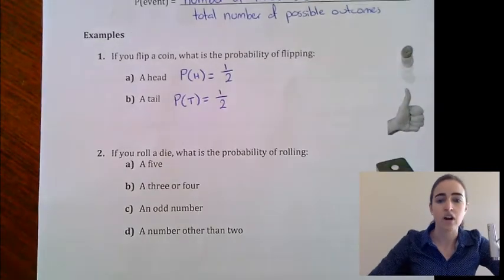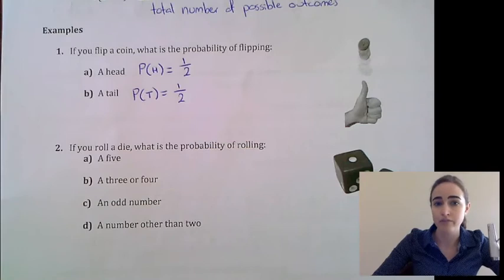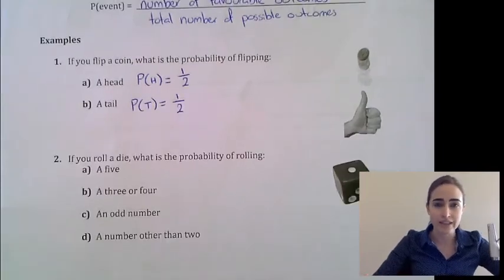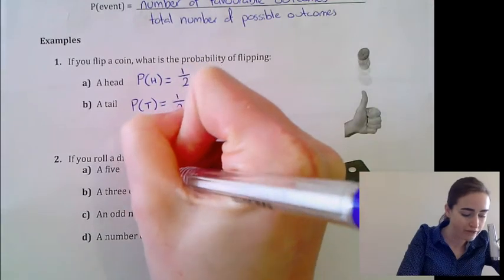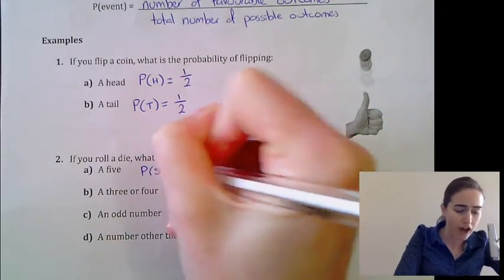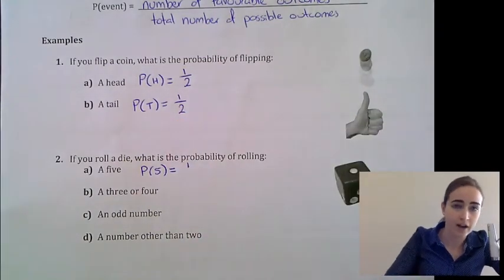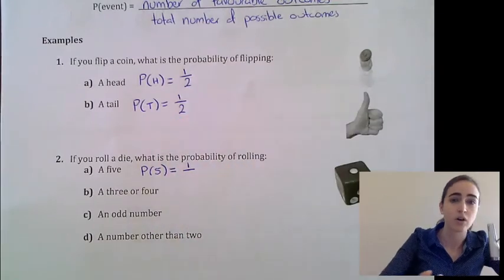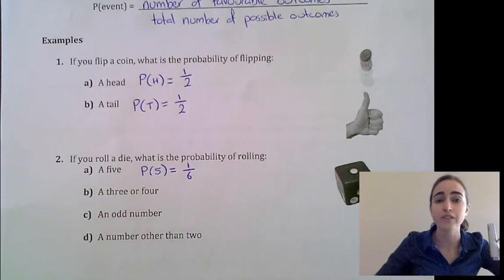If we roll a die, what is the probability of rolling, first off, a 5? So if we roll a die, there's 6 possible outcomes that could happen. We could get a 1, a 2, a 3, a 4, 5, or a 6. So the probability of rolling a 5, so we'll write P(5). Well, there's only one 5 on that die, so we'd have one favourable outcome over a total number of 6 outcomes. So the probability of rolling a 5 is 1 out of 6.